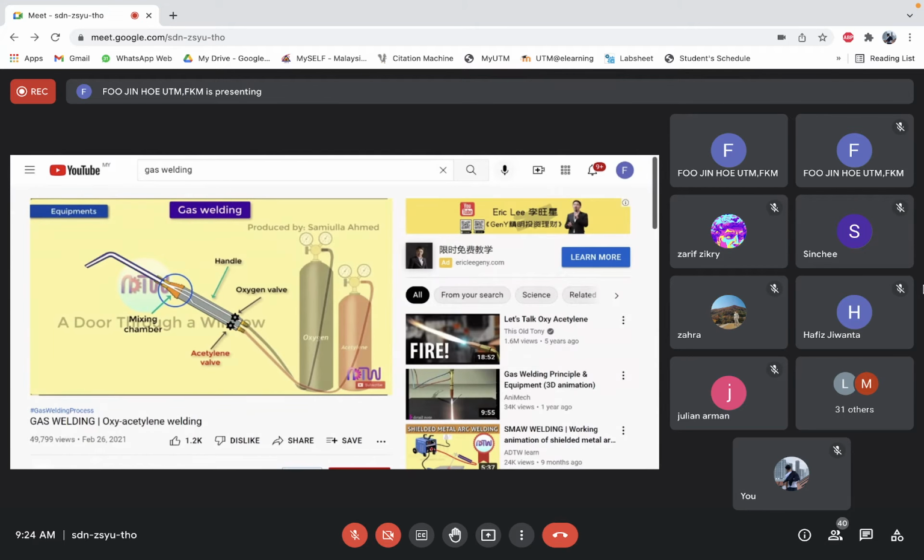Mixing chamber. In this chamber, oxygen and fuel gas are mixed. In this mixing chamber, the ratio of oxygen and fuel gas is mixed according to the type of flame required, such as neutral, oxidizing, or carburizing flame.